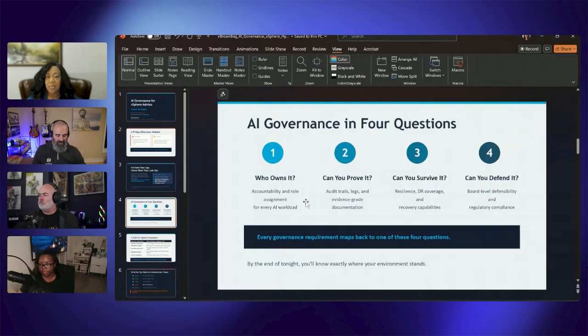So who owns it? Can you prove it? Can you prove what it's actually doing in the background? Do you have the logs? Do you have evidence-grade documentation for when you're audited or a regulator shows up? Can you even survive if that AI causes unseen consequences? Is there resilience? Is there DR coverage? Is there recovery capability? And then, can you defend it? When your board or your CIO comes to you and says, hey, are we doing this, this, and this? Are we following these new emerging AI regulations? Can you actually defend that? Every governance concern maps back to one of those 4 questions.